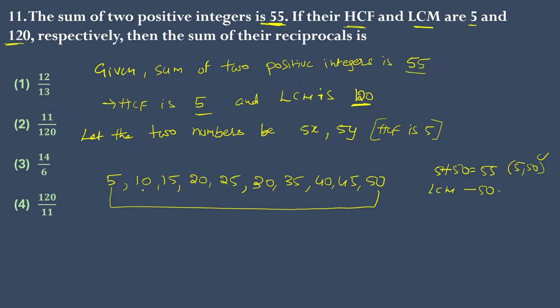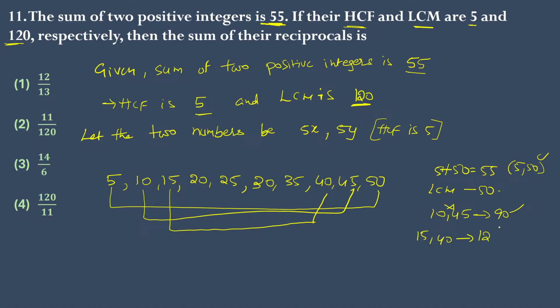Next, 10 and 45. If you consider the two numbers 10 and 45, the LCM is 90, so these numbers are also wrong. And if you see 15 and 40, the LCM is 120. Very good, the LCM is 120 and the HCF is 5. So the two numbers are 15 and 40, so x is equal to 15, y is equal to 40.